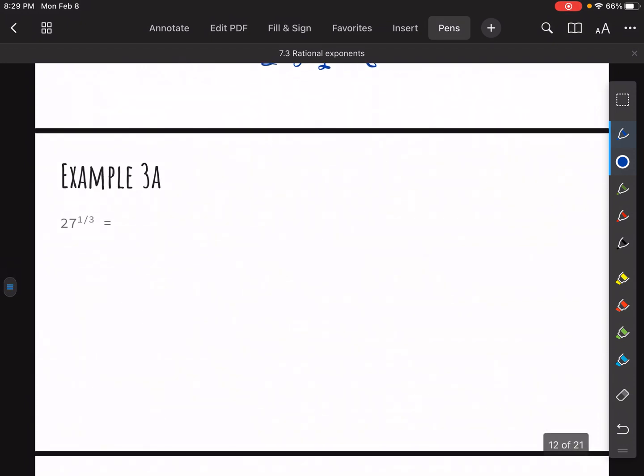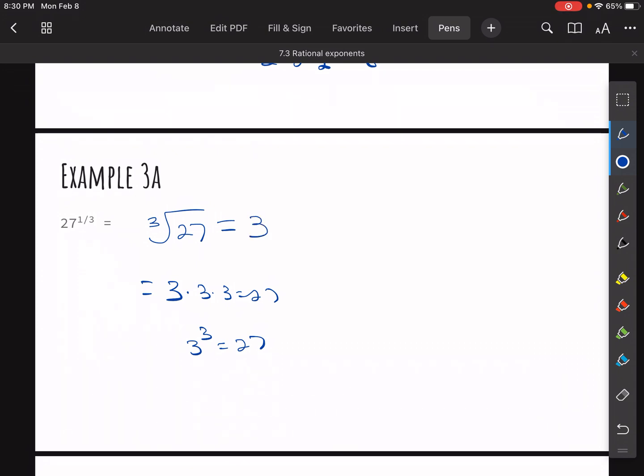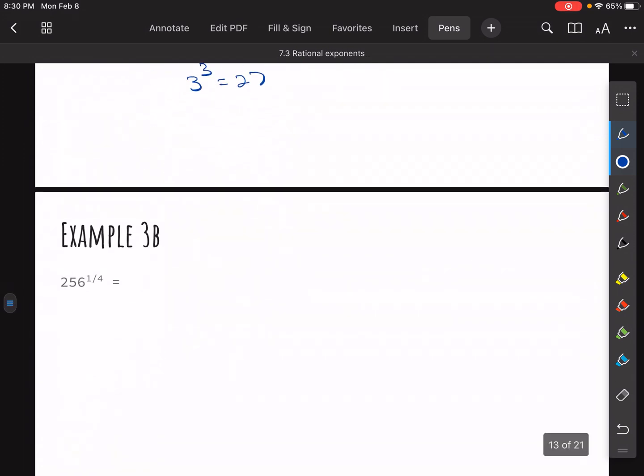Okay, example 3a, we have 27 to the 1/3. So one way to think about this is just saying, okay, we have the third root of 27. What number multiplied by itself 3 times gives me 27? And the answer to that would be 3, right? 3 times 3 times 3 gives me 27. So 3 to the third must equal 27. So the third root of 27 must be 3. Okay, so that's example 3a.